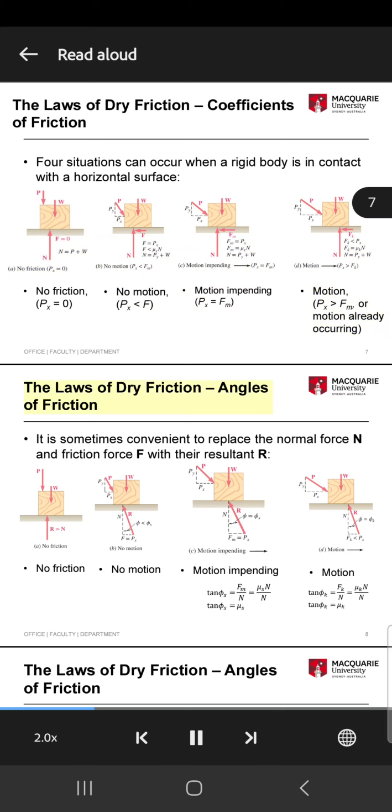The laws of dry friction, angles of friction. Block, with weight W, positioned on horizontal surface subject to force P, acting down. No friction. R equals N. With P acting down and to the right: no motion, F equals P sub X, phi less than phi sub s. Reaction R acting up and to the left.